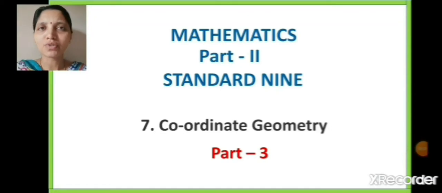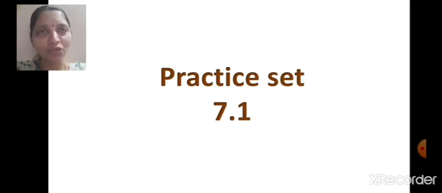In the previous two sessions, we have learned about axis, origin and quadrants. Also, we have learned how to find the coordinates of a point in a plane and on the axis. We have learned how to plot the graph of points with the given coordinates. In this session, we are going to complete practice set 7.1. In the previous session, we did two sums and now we are going to do the third sum.